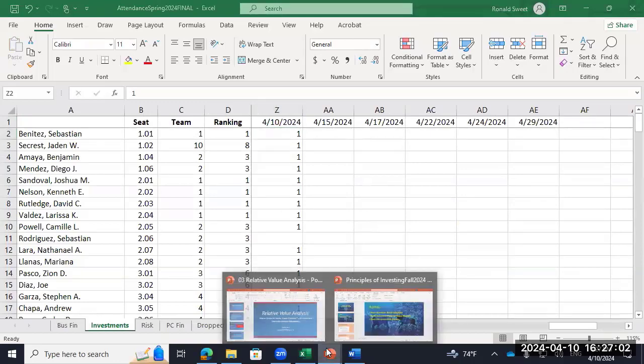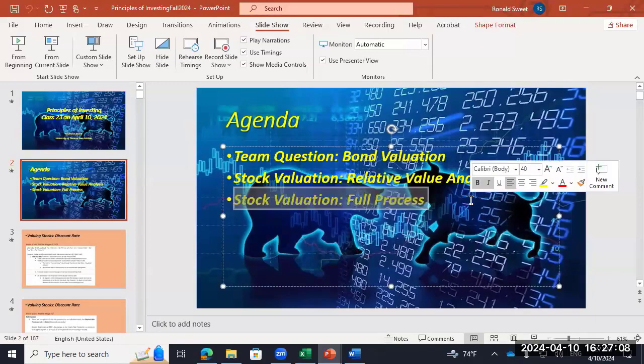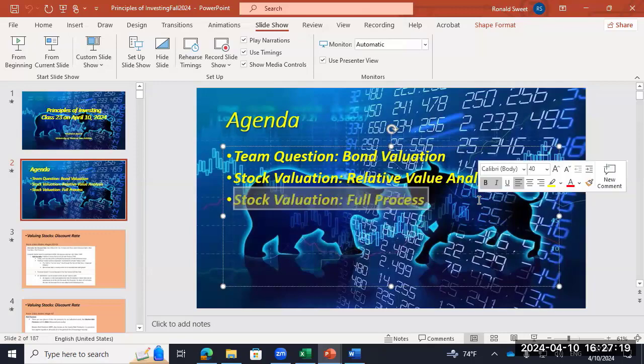All right. So today what I want to do is the stock valuation for papers 3 and 4, but I'm going to wait to do that next week so you can get paper 2 turned in. So I want to do stock valuation, but look at relative value. And then next week, we'll walk through the whole process of your paper 3 and 4.